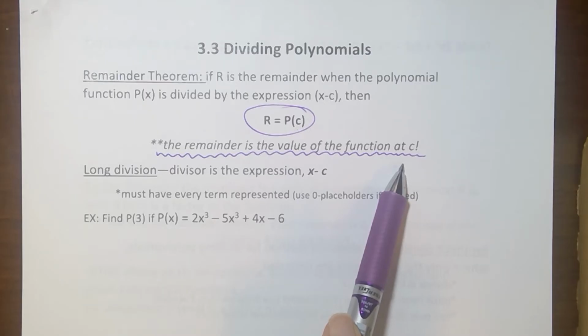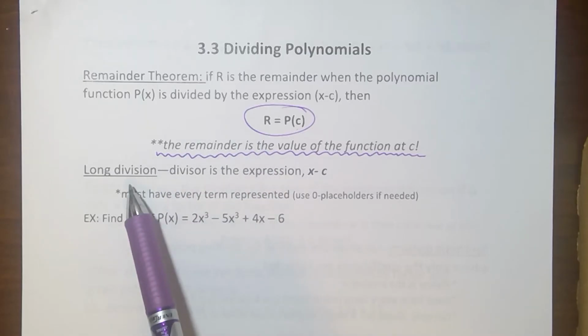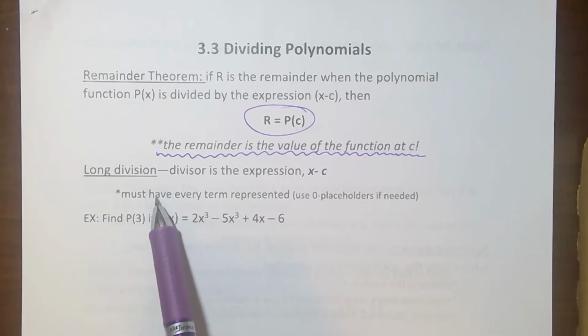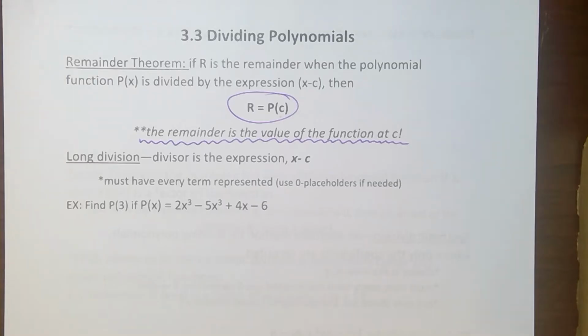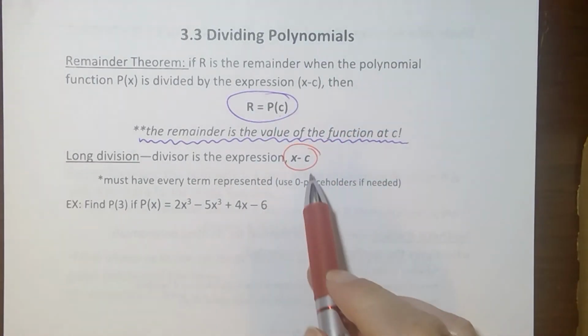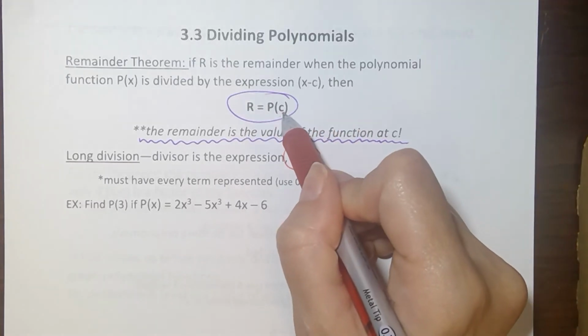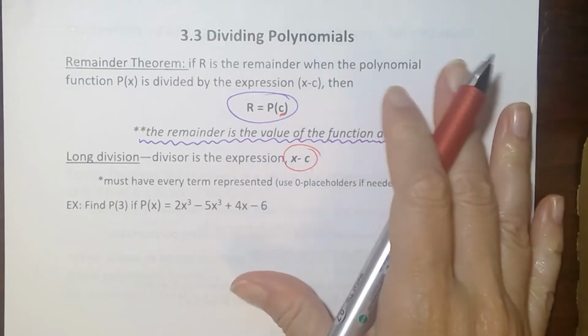So if I plugged in c, the function value that I get out, the result I get out, is going to be the remainder if I'm working division. Now, I deal with division differently depending on whether I'm using long division or synthetic division. If I'm doing long division, then my divisor is that expression x minus c. If I'm doing synthetic division, that we're going to learn here shortly, I don't use x minus c, I just use c, that value. Keep in mind that that means there's a sign change.